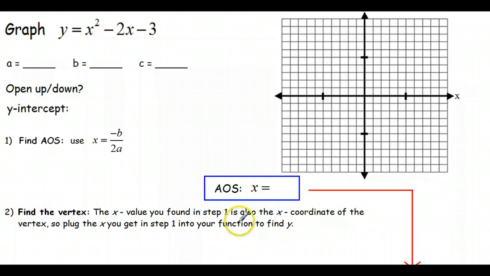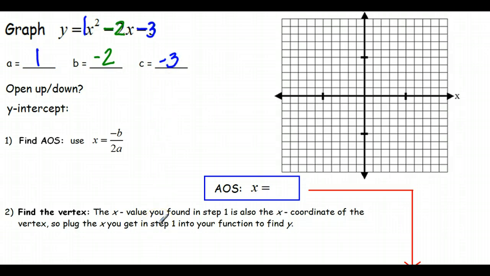In our first example, y equals x squared minus 2x minus 3, first we want to identify a, b, and c. Our a value is 1. Remember that our a value is the number that is in front of our x squared. Our b value is negative 2. Remember that is the value that is in front of your x term, and that our c value is our number without a variable, in this case negative 3.